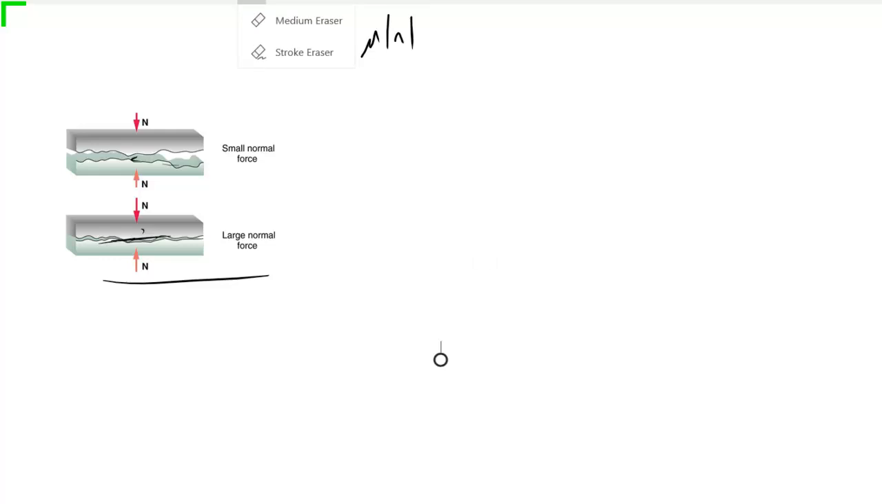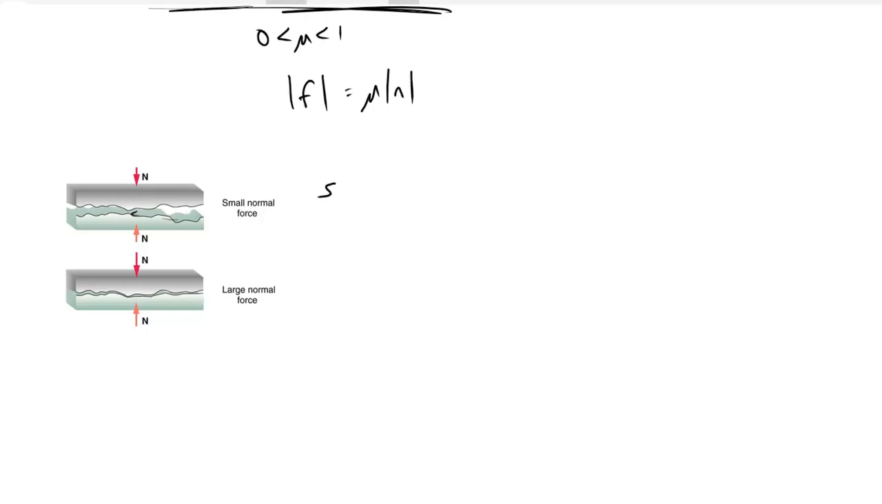The two different types of friction that we have are static friction, which is the friction for an object which is not yet moving, and kinetic friction, which is the friction for an object which is moving. And when an object moves along, it would be more like this upper picture here.